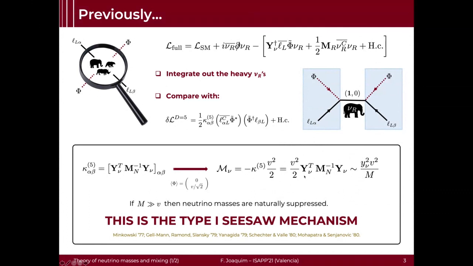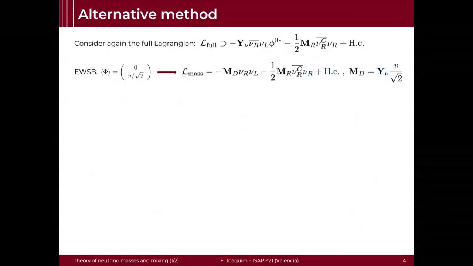And the last thing I said was that if M, which is the typical mass scale of these new degrees of freedom, is much larger than the electroweak scale, then neutrino masses are naturally suppressed, and this is the type 1 seesaw mechanism. The way we arrived at this result was rather formal, because I used the equations of motion for the new nu R's, but usually what people do is to look at the full mass matrix of the neutral fermions.